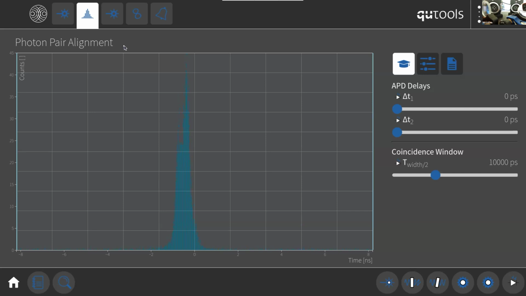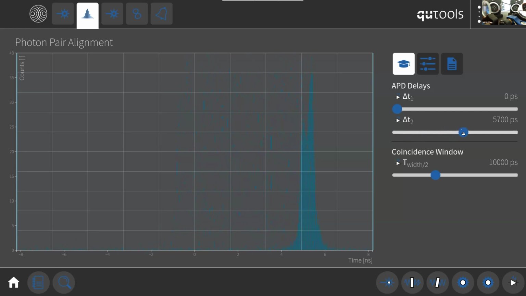Basically, since we know the pairs are created at the same time and at the same location, we know that they should arrive at the same time at the detectors and that the detection events should happen at the same time. And what we see here is a time difference histogram. So you see a time difference on the x-axis, and then again number of counts on the y-axis. And you see here that we have a kind of distribution around 0, and I can add an electronic delay to one of the channels to shift this in time. You can see it's happening in real time.